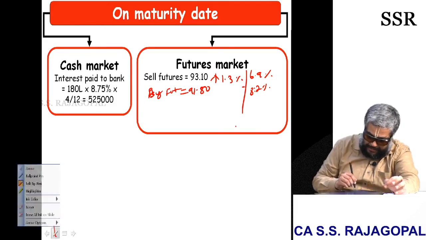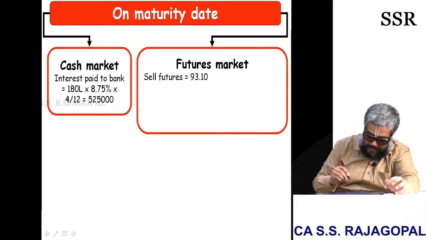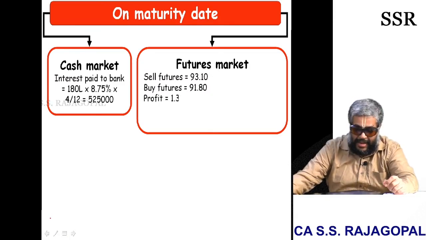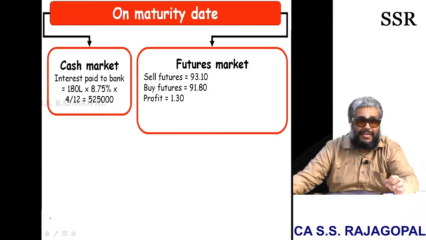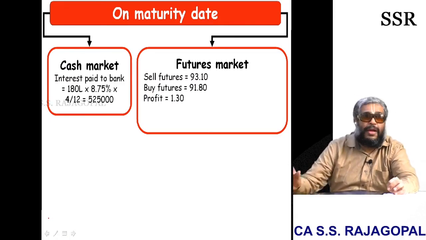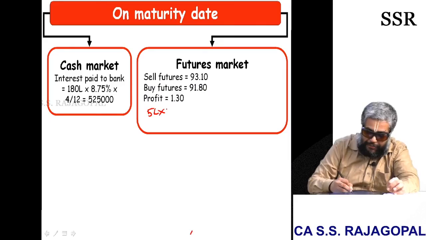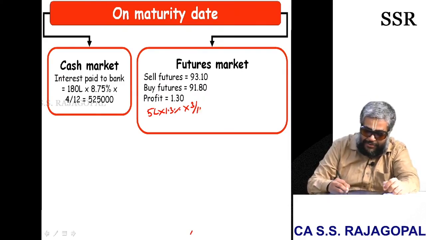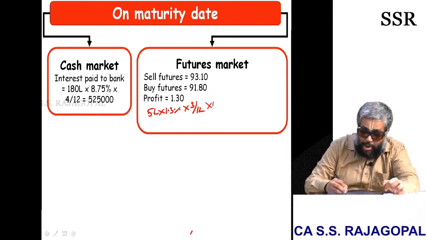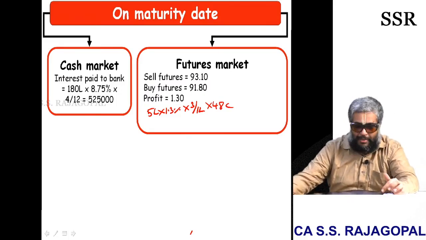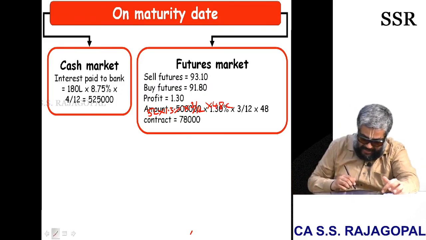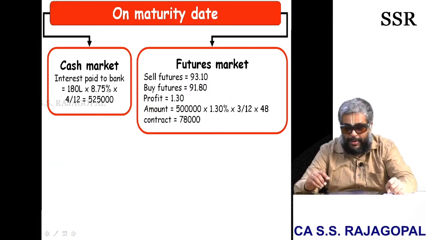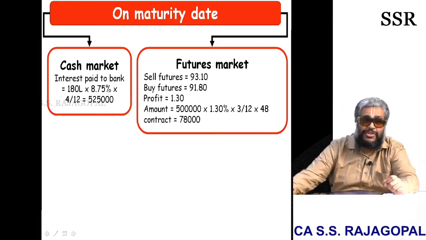Okay, all of you listen. Give a counter buy futures of 91.8. I made a profit of 1.3% on a notional of 5 lakhs. Since it is a 3 months futures, we multiply by 3 by 12, but I am going to multiply by 48 contracts to meet the maturity mismatch. So the amount of gain is 5 lakhs into 1.3% into 3 by 12 into 48 contracts, which gives you 78,000.